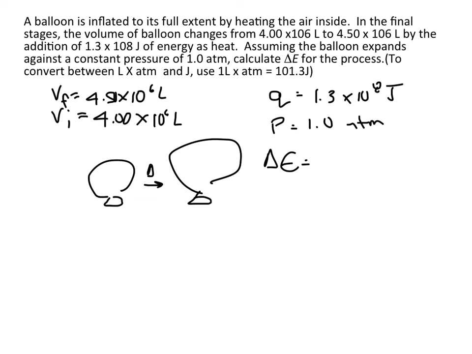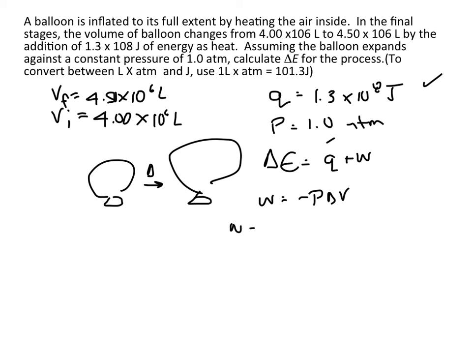So the way we're going to calculate this is by utilizing the delta E equals Q plus W equation. Now, I know Q, that was given to us. It's positive because the system is going to be accepting or absorbing heat. W, on the other hand, must be calculated using the equation that we see here. We need to figure out the work associated with the volume change occurring against the constant pressure value.